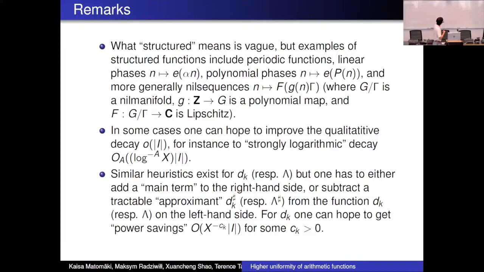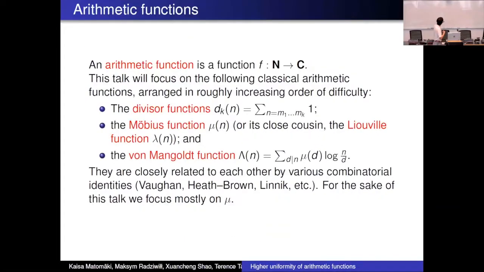Okay, and dk is actually the easiest. So I arrange these functions in order of difficulty. So dk is the easiest function to understand, especially when k is small. So d2 is the easiest function, or d1 of course is trivial, but dk's are the easiest. Mobius is of intermediate difficulty, and Mangoldt is the hardest. Although that's the one that we really care about because it counts primes.